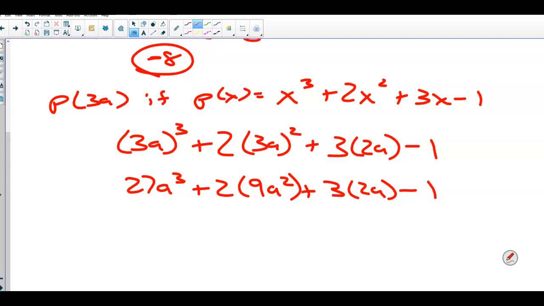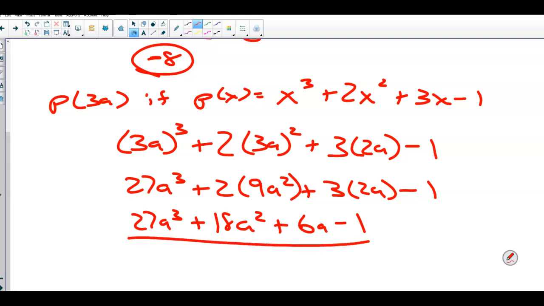Now I do the multiplication. 27a cubed plus 18a squared plus 6a minus 1. And there's nothing to simplify there. That's the answer. When you plug something in with a variable like that, you're not going to get an answer that's a number.